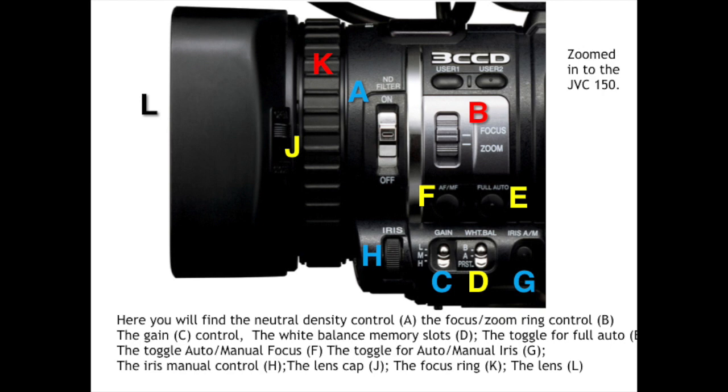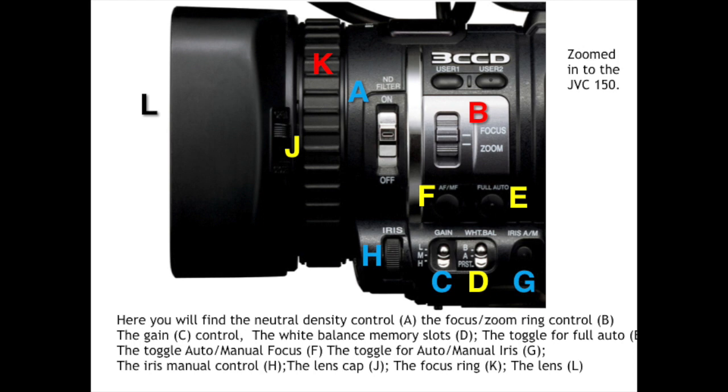K can be dual duty. So K is your focus control, unless you'll notice where we have marked the letter B, if it's in the zoom position, then K becomes your zoom control if you turn off the servo. So K can either be focus or zoom. The default position for it is, of course, focus.